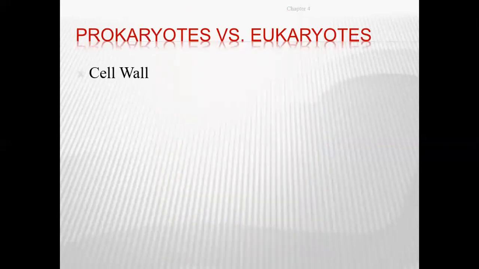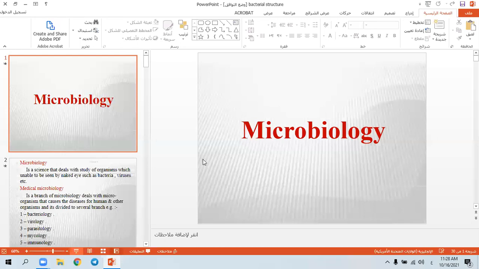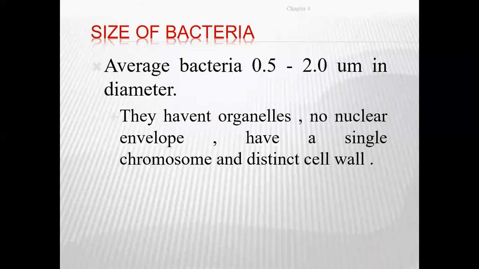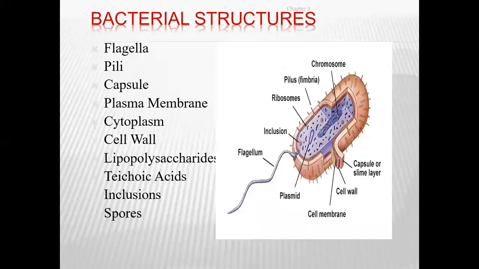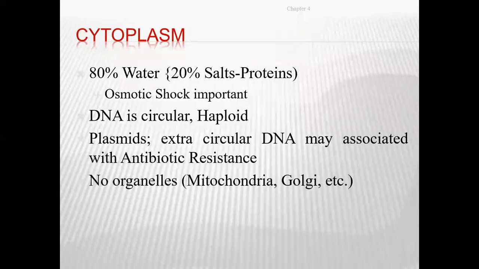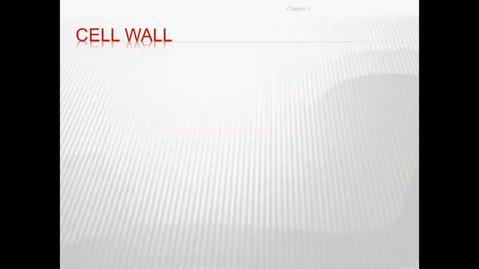Now the differences between prokaryotes and eukaryotes. Prokaryotes have a cell wall, teichoic acid, lipopolysaccharide, endospore, circular DNA, and plasmid, while all these structures are not present in eukaryotic cells.